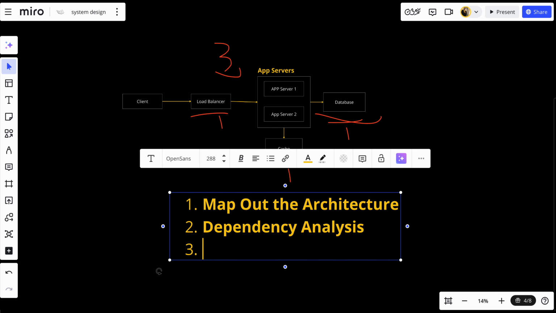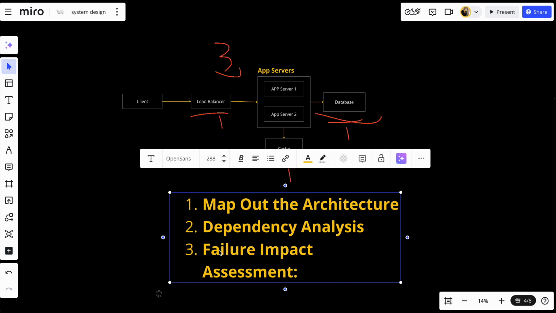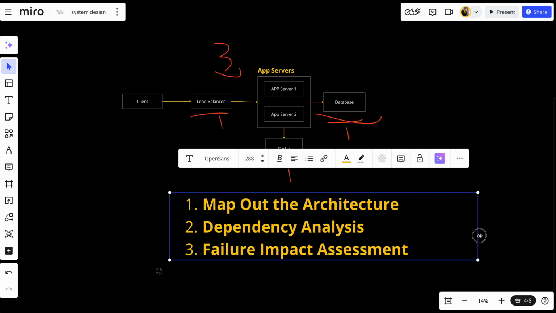Number three, failure impact assessment. Perform a what-if analysis for each component. Ask yourself what happens if this component fails. If the system would stop functioning or experience a significant degradation, that component is a single point of failure.